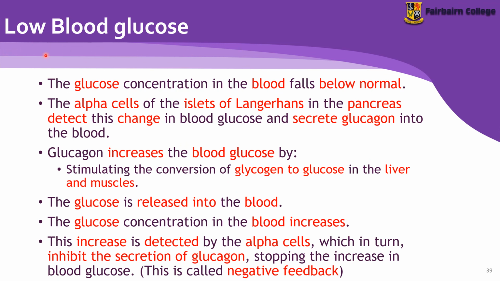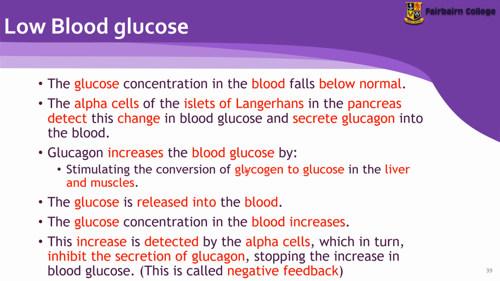When the glucose levels in the blood drops below normal, a different hormone is secreted. So if the glucose concentration in the blood falls below normal, the alpha cells in the islets of Langerhans of the pancreas detect this change. The alpha cells will then secrete a hormone called glucagon. Glucagon increases the blood glucose levels.